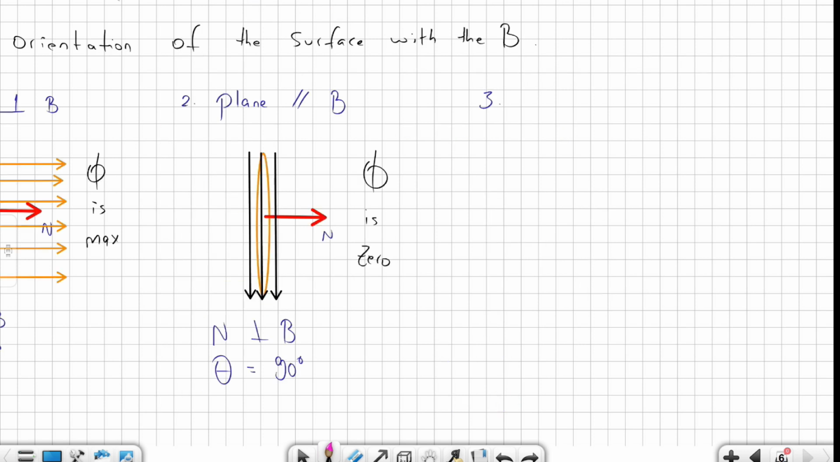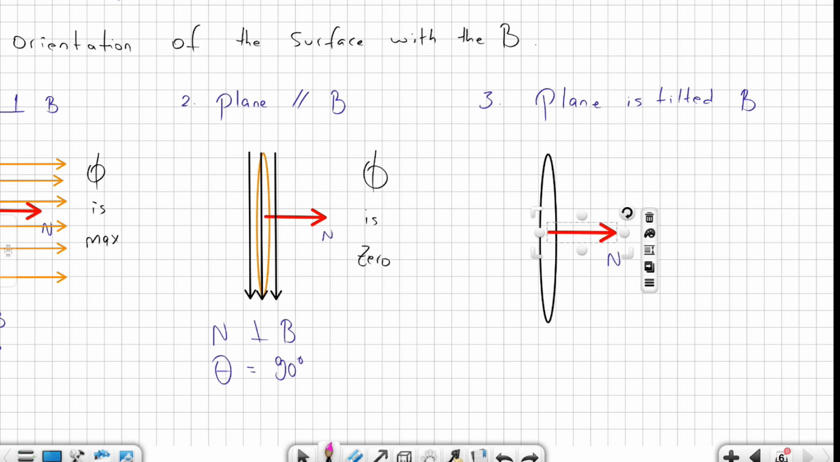the flux is 0. In the third case, if the plane is tilted, again the area is facing the right side, so the normal will be to the right side. The magnetic field is making an angle. Theta is between normal and the field. And this magnetic field has two components. One of them is sine, one of them is cosine. The one that is attached to theta is always and always cosine. And the one that is not attached to theta is always and always sine.